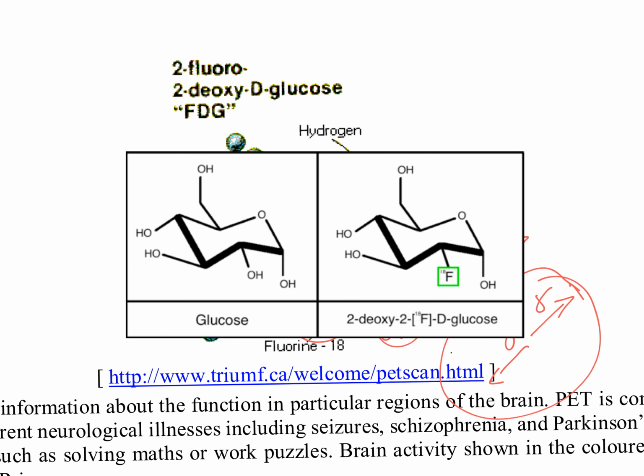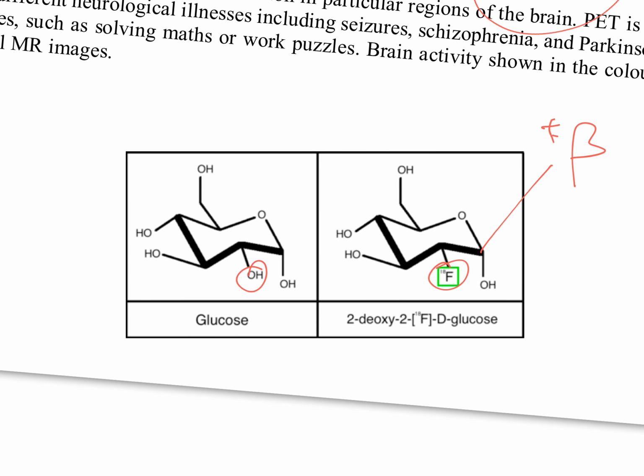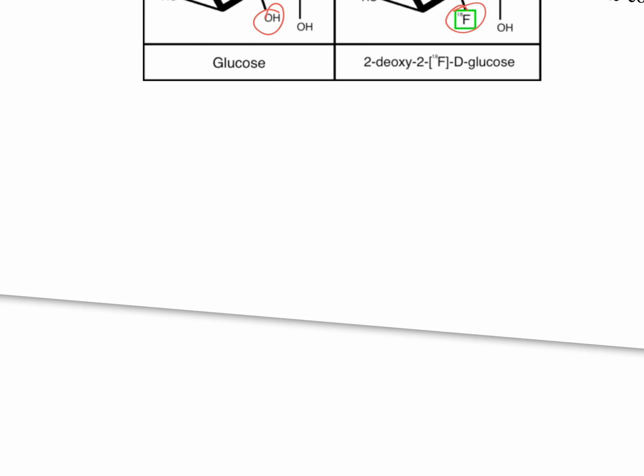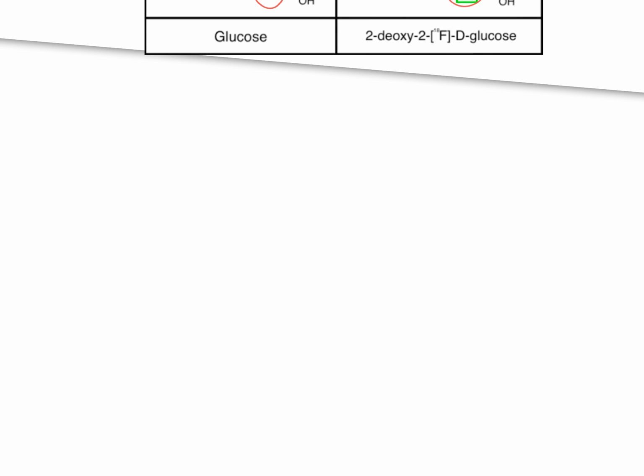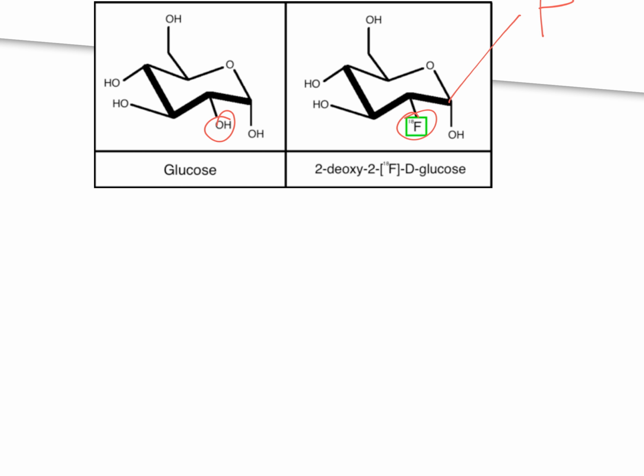Have a closer look here, and you can see it's just one of the groups that has been replaced, one of the OH or hydroxide groups. It's been replaced with fluorine-18, which is an isotope that produces positrons. And we also know glucose is good for looking at various organs because it's metabolized well.